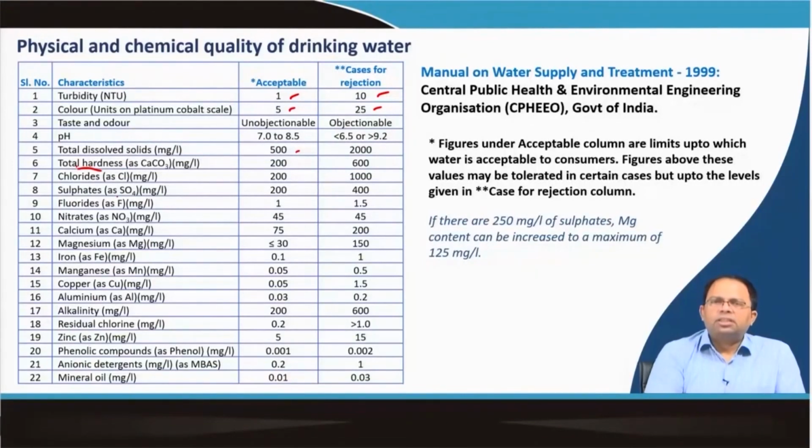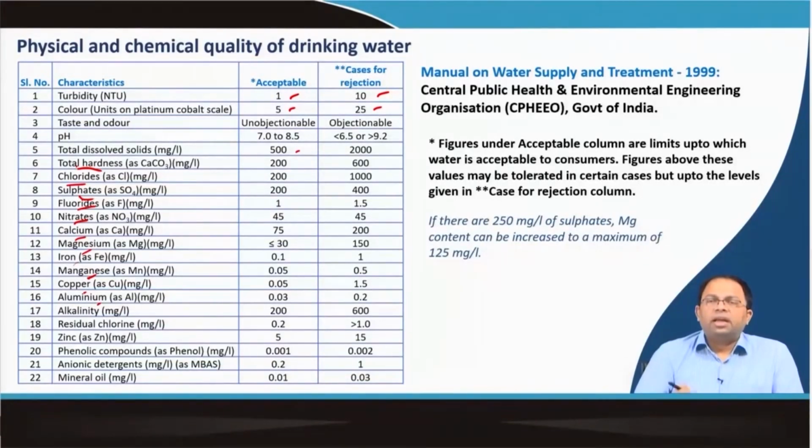We will discuss all these terms later on, what exactly this means, but some of this you have already learned earlier. Then we have chlorides. Chlorides is basically sodium chloride or salt present in water. Sulfates, presence of sulfate, fluorides, nitrates, calcium, magnesium, iron, manganese, copper, aluminum, and so on, right. But we are not able to see the harmful ones.